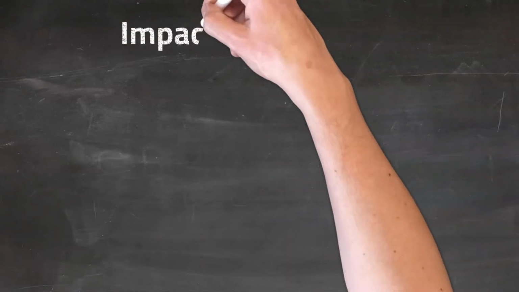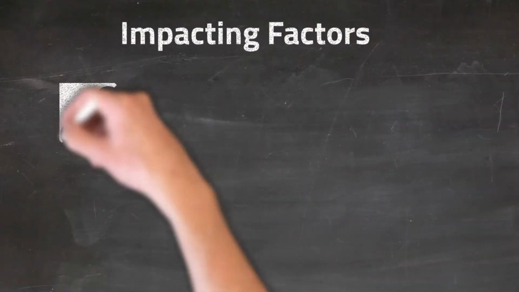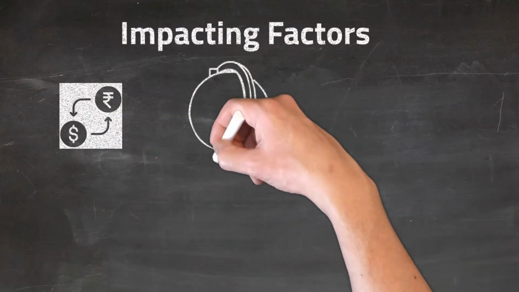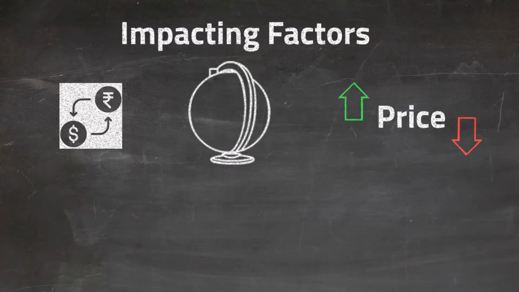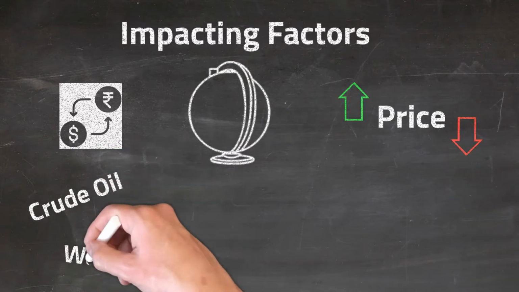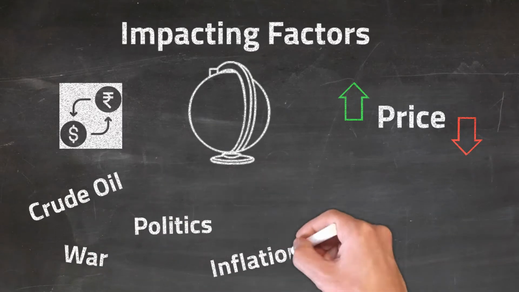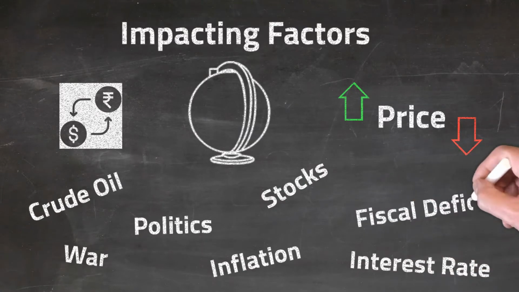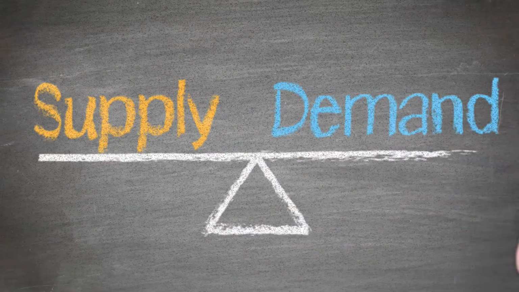Now, let's have a look at the key factors which impact the price change. As currencies always trade in pairs of two different countries, the global factors will have the most impact on the price change. Also, other important factors like crude oil prices, the ongoing Russian invasion of Ukraine, global politics, inflation, stock markets, interest rates, and fiscal deficit have a strong impact on the rupee value. Ultimately, all these factors contribute to the overall demand and supply of rupee against the dollar.